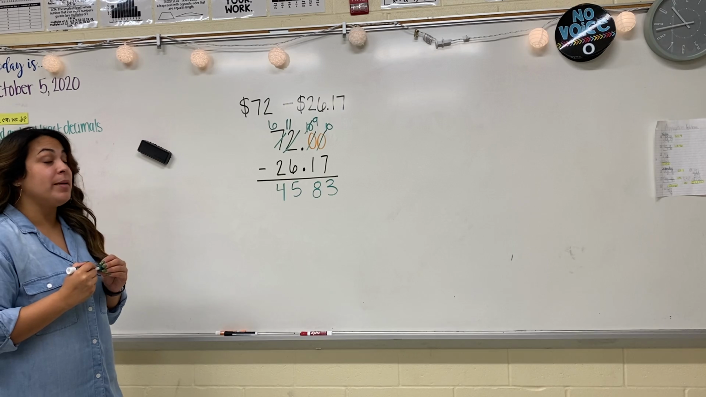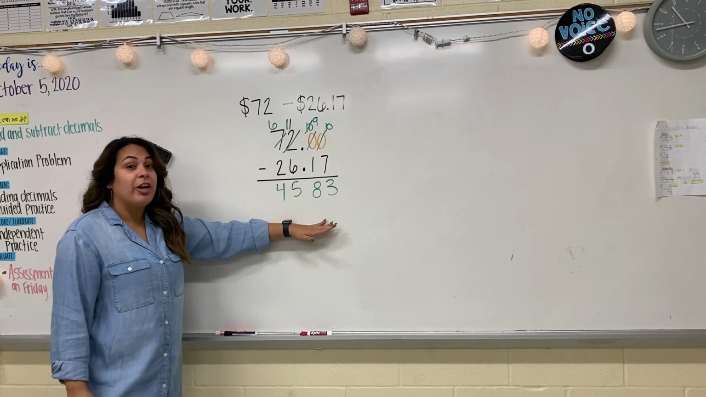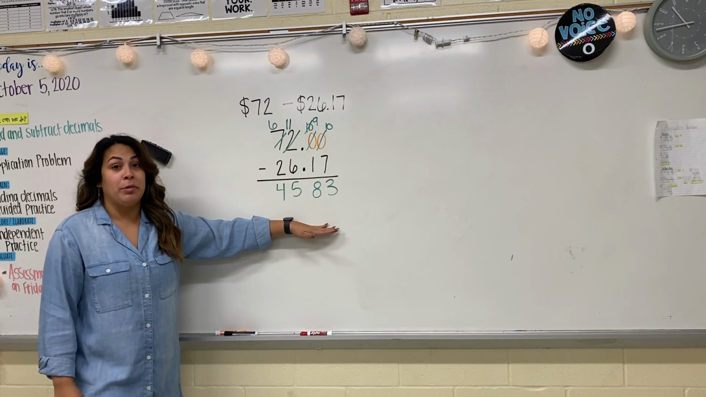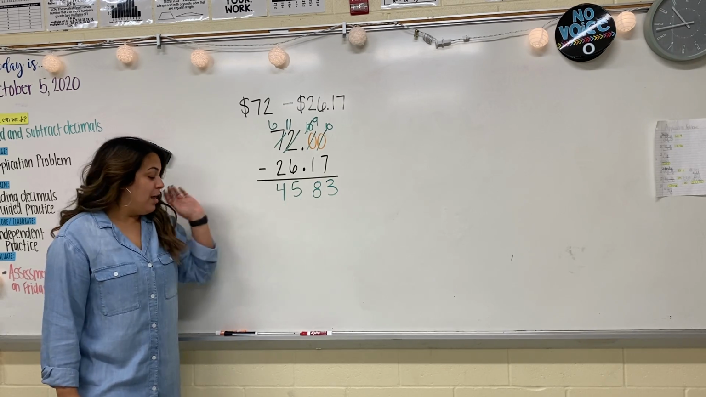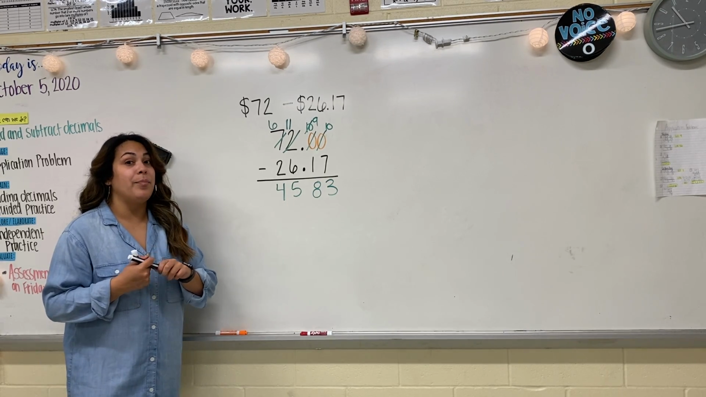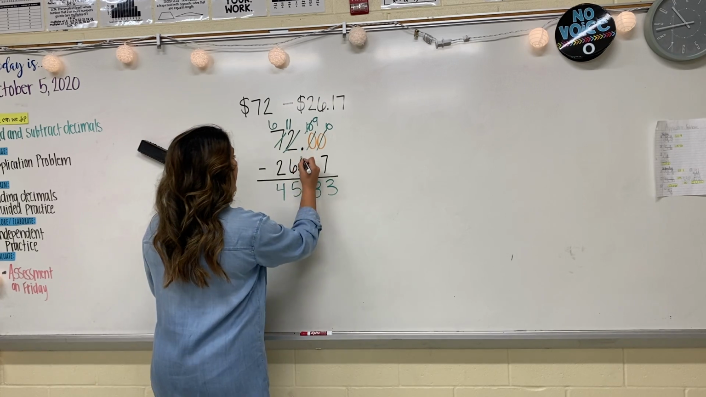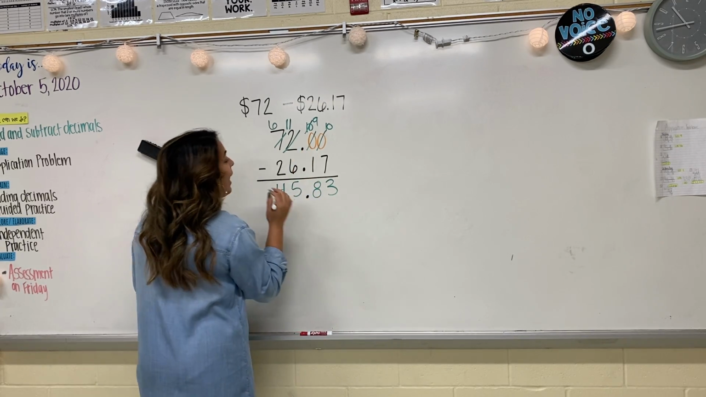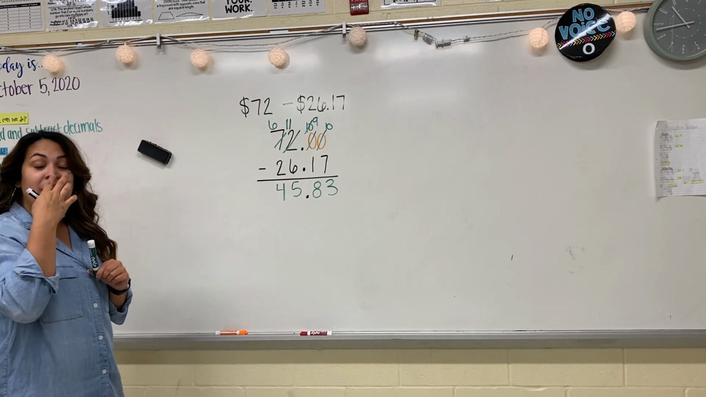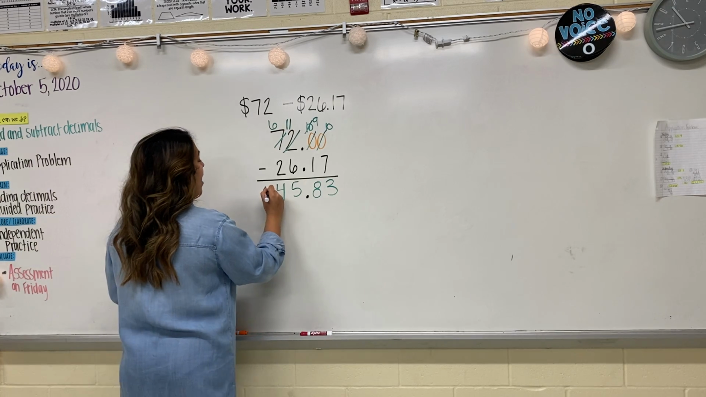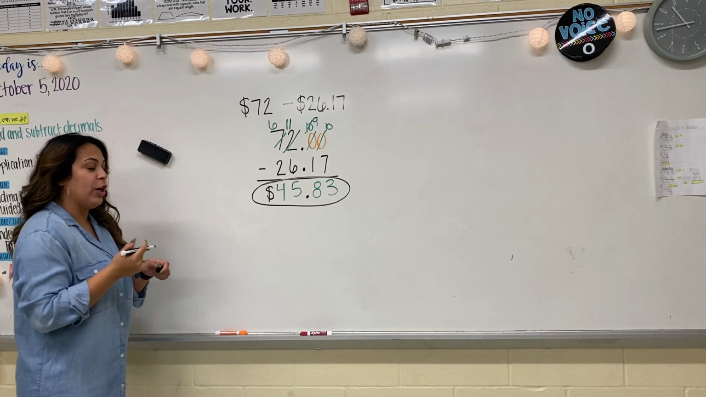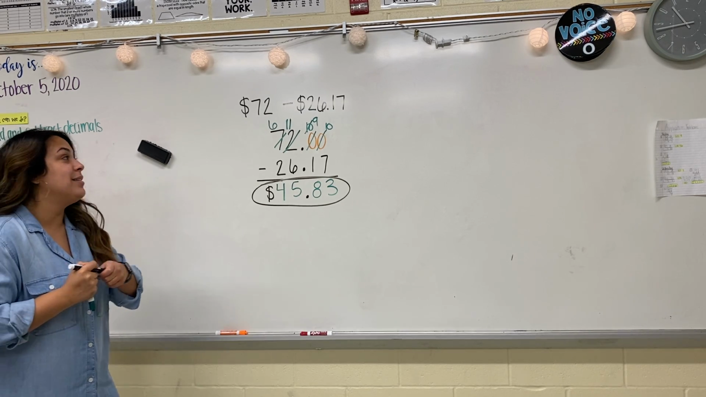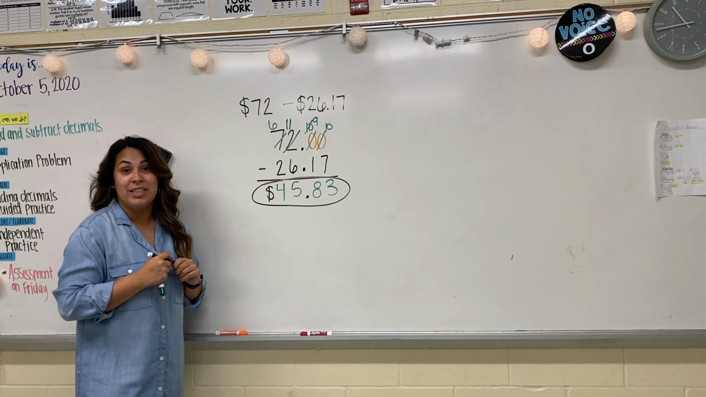Now, I'm not done because right now this answer is looking very 4,583-ish. This isn't right because I'm not done. But remember, before I can be completely done, I need to bring down my decimal point, and now I'm done. So that means that I have $45.83 left over after I have bought that item for $26.17.